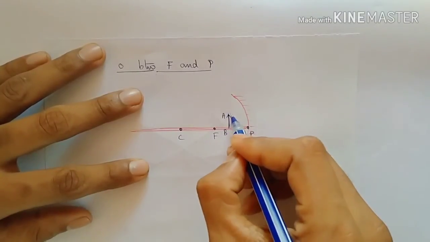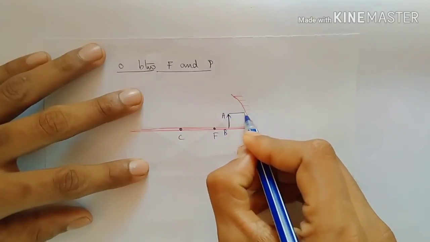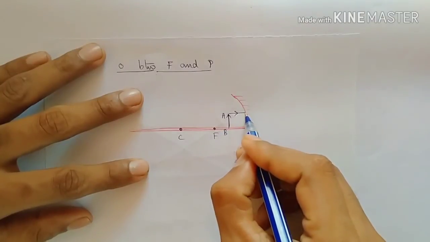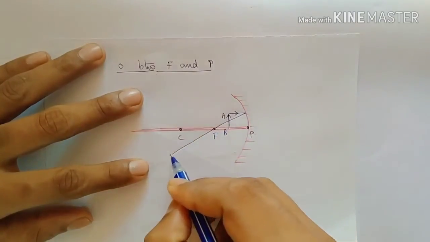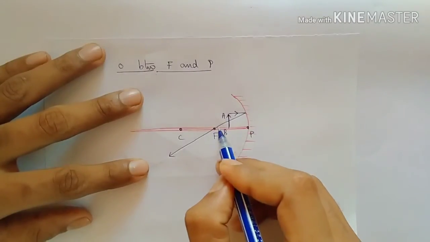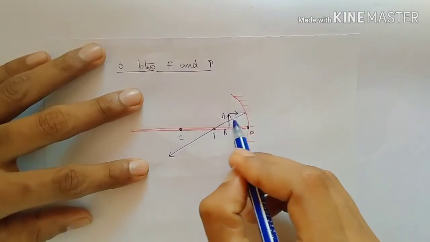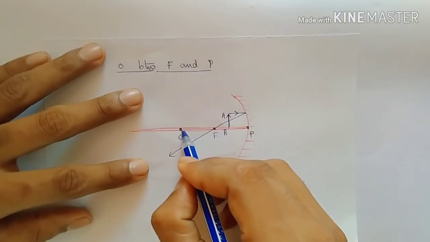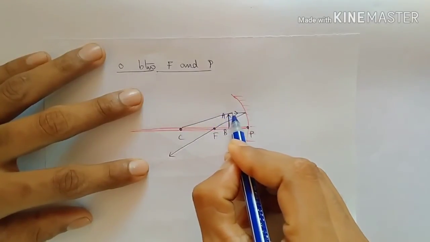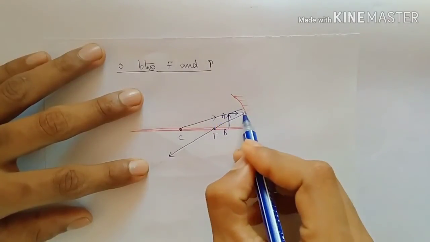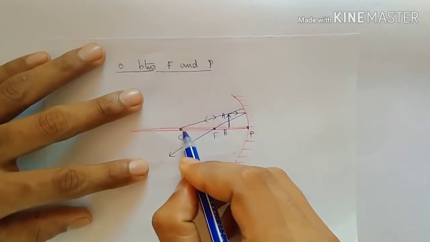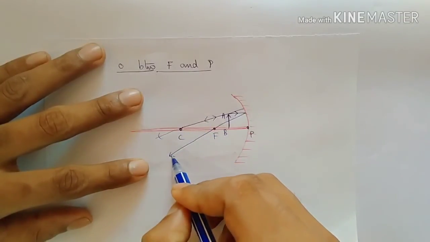If this is our object, initially I am taking a ray which is passing parallel to principal axis. A light ray which is passing parallel to principal axis should pass through the focus. Therefore it will pass through the focus like this. And next I am taking a light ray which is starting from the center of curvature and touching the head of the object. It will move and fall over the mirror like this. A light ray which is passing through the center of curvature will retrace its path, therefore it will bounce back like this. These two light rays are diverging rays.